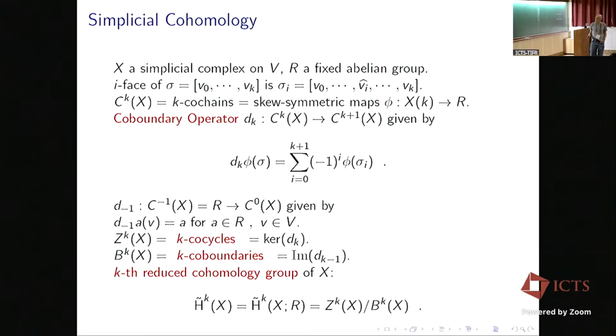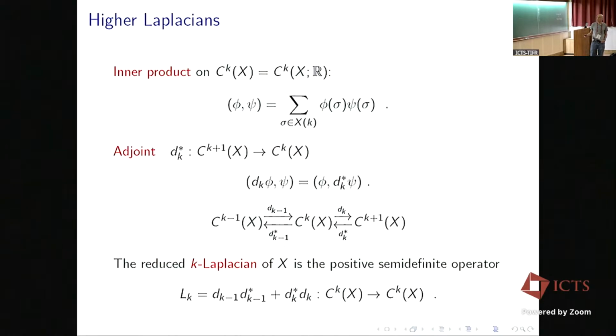Okay, so now we focus on real coefficients. And for real coefficients, we can define an inner product on Ck by just taking the usual standard inner product between vectors. So phi dot psi is just a sum of phi sigma, psi sigma, where we sum over all k simplices. Sometimes people put some positive coefficient here. For our purpose, this is not needed. And this inner product defines an adjoint from Ck plus 1 to Ck. It's simply the adjoint matrix of dk, the transpose of that matrix. This is the formal definition.